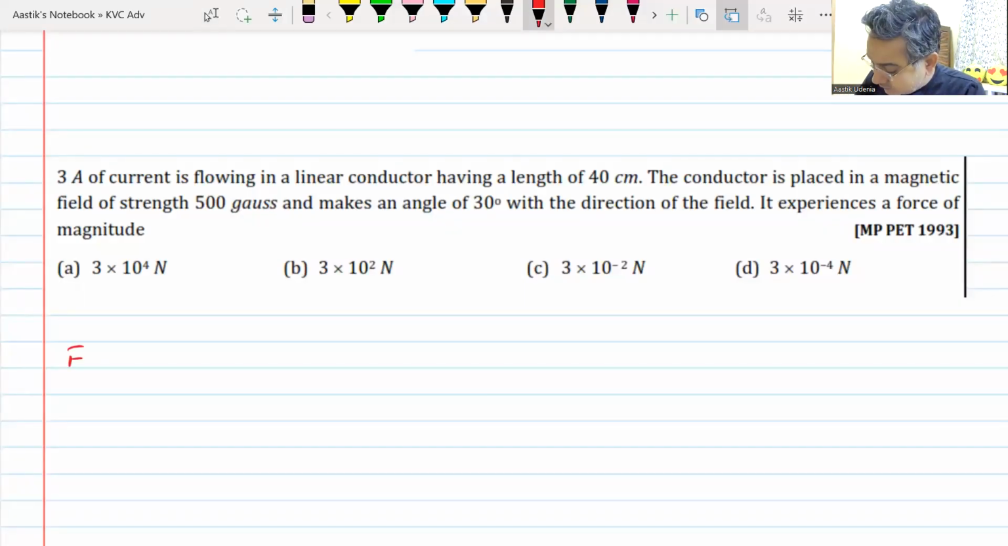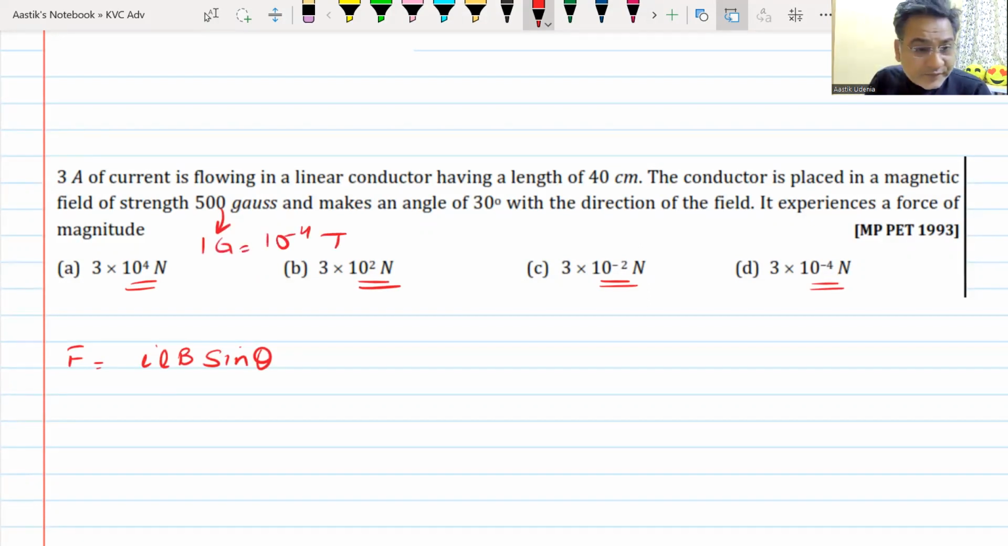So the answer here is you have to find out the force on this wire: I L B sine theta. The only thing you have to understand is all the answers are different just in terms of the power. So you basically have to convert Gauss into Tesla. 1 Gauss is 10 raised to the power minus 4 Tesla. If you put the values, you will get the answer as option C, and that is the answer for this question. Let's not waste any more time on this one, and let us move ahead.